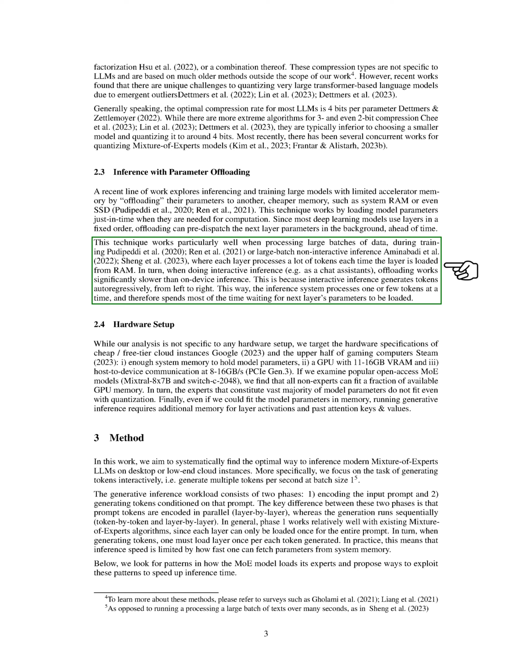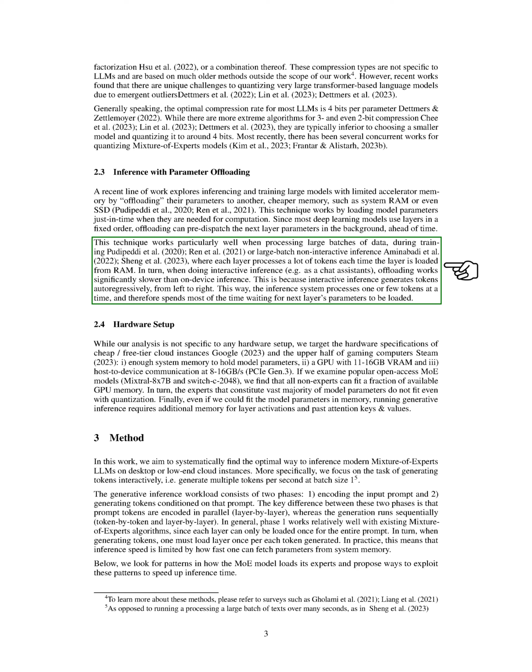However, for interactive inference, like chat assistants, offloading works significantly slower than on-device inference. This is because interactive inference generates tokens one at a time, from left to right, and therefore spends most of the time waiting for the next layer's parameters to be loaded.